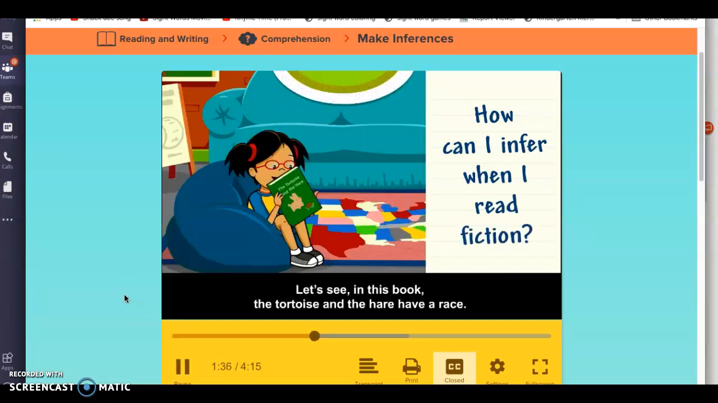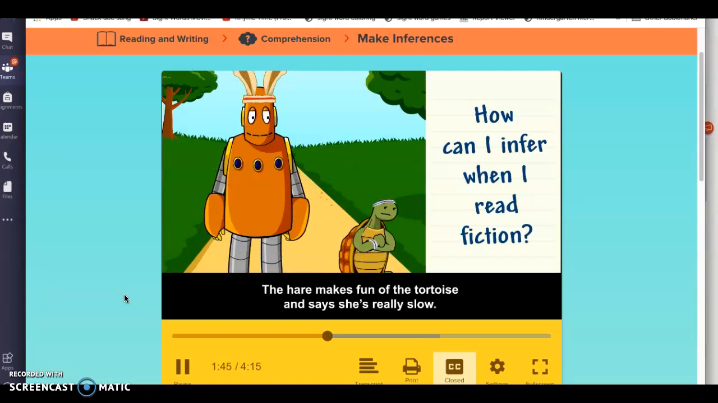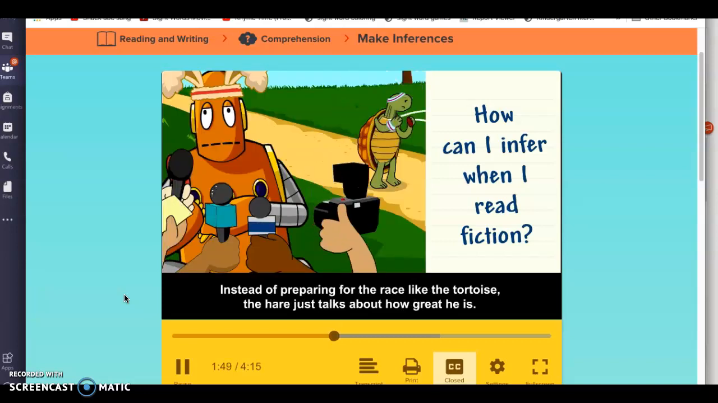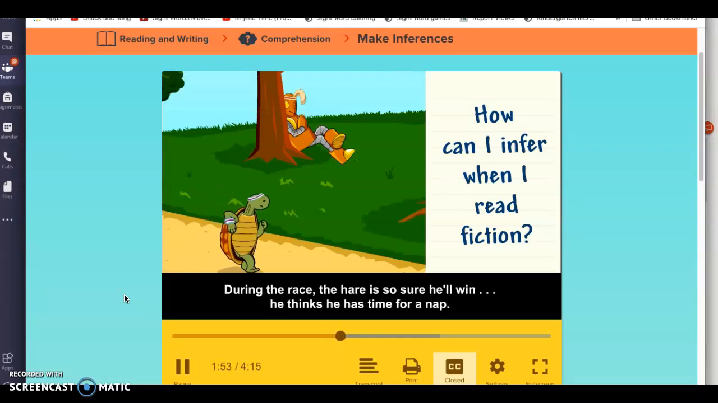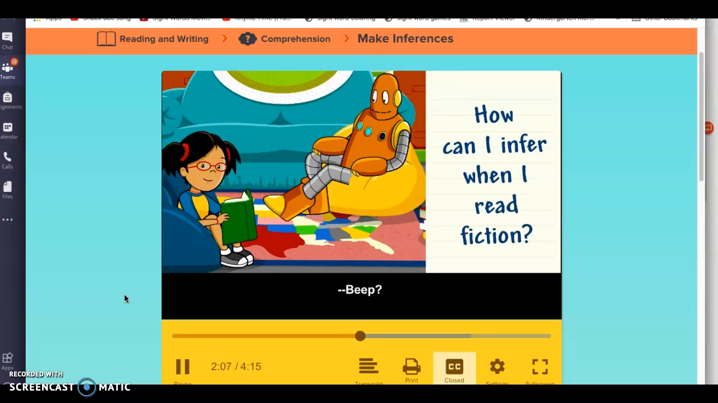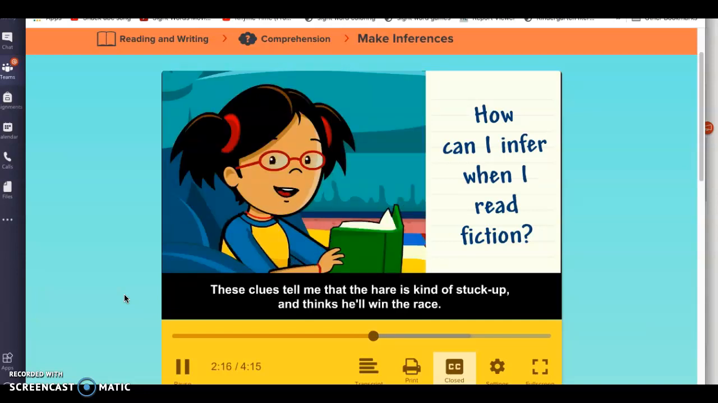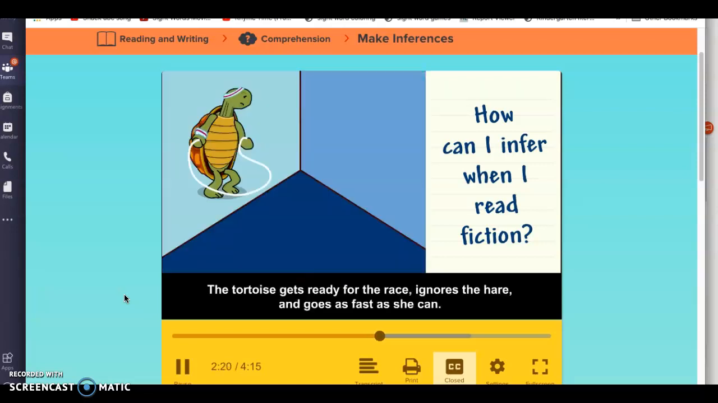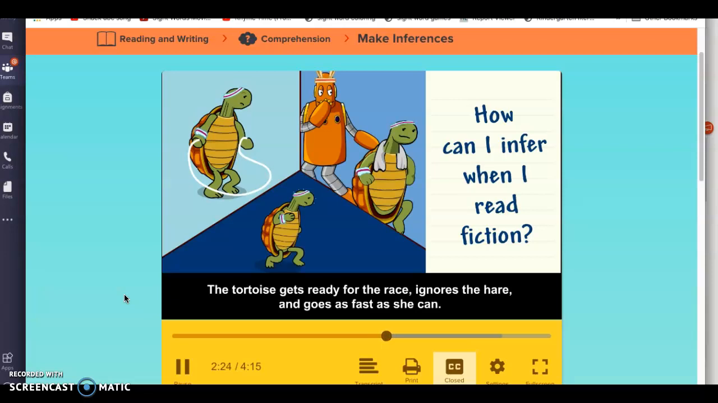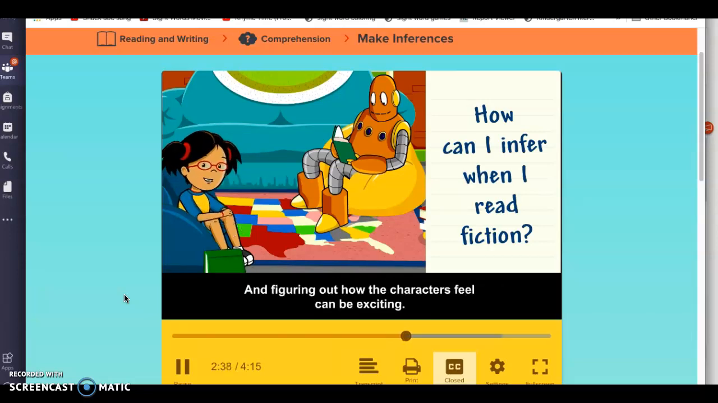Let's see. In this book, the tortoise and the hare have a race. The hare makes fun of the tortoise and says she's really slow. Instead of preparing for the race like the tortoise, the hare just talks about how great he is. During the race, the hare is so sure he'll win, he thinks he has time for a nap. And the tortoise wins the race. The way characters act can tell you about how they think or feel. The hare makes fun of the tortoise, brags a lot, and then falls asleep during the race. These clues tell me that the hare is kind of stuck up and thinks he'll win the race. The tortoise gets ready for the race, ignores the hare, and goes as fast as she can. These clues tell me that the tortoise is really determined. Authors use clues and details so they don't have to write everything in exact words, and figuring out how the characters feel can be exciting.